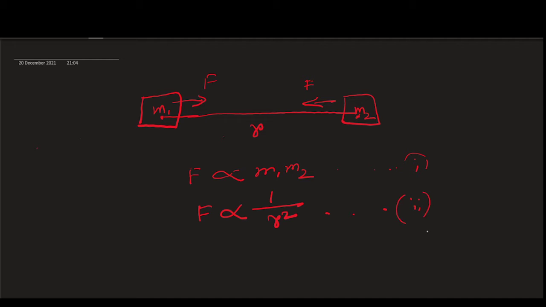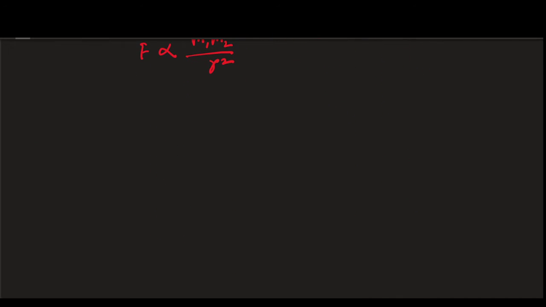Now, after combining these two relations, we get F is proportional to m1 m2 by r square. Now, if we take capital G as a constant of proportionality, then F will be equal to G m1 m2 by r square. This constant of proportionality is known as the gravitational constant.